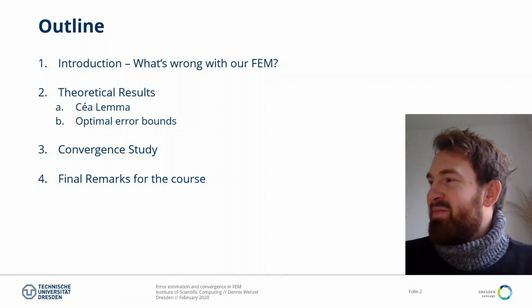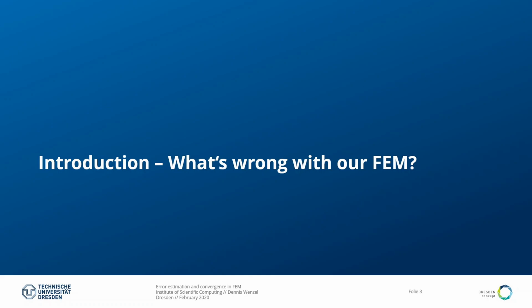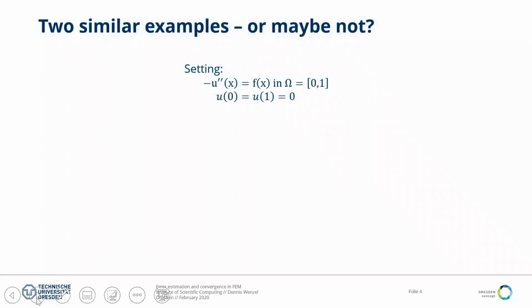So let's start asking the question, what is wrong with our FEM? Because so far everything looked quite well. And now I want to show you what is going on if we get errors and what the limitations are. So let's see. Firstly, I want to show you two similar examples, but they are not so similar in terms of the behavior. As for the setting, I'm switching to a simple one-dimensional setup where the domain is just the interval from 0 to 1.